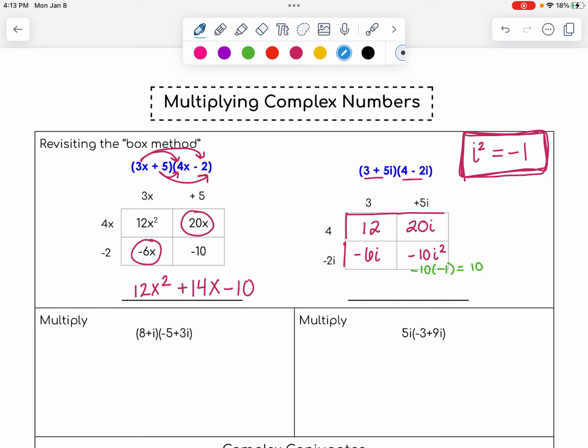So as I go to combine like terms here, I'm going to start with the real numbers first, and we have 12 plus 10 is 22. And now the imaginaries, negative 6i plus 20i is positive 14i. Remember, this is standard form, real plus imaginary, and there is the answer to that.